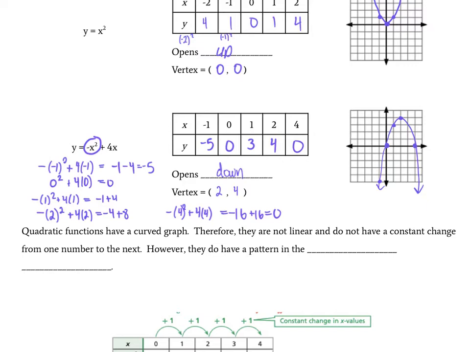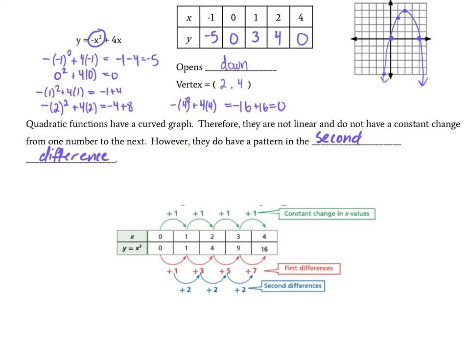With linear functions, you might remember that every time you increase the x, the y value also increases by the same amount, and it's consistent all the way through. Quadratic functions, however, have a curved graph, so they do not have constant change from one number to the next. However, there is a pattern in what we call the second difference. As you increase your x values by 1, or at a constant rate, we need to look at the y values.